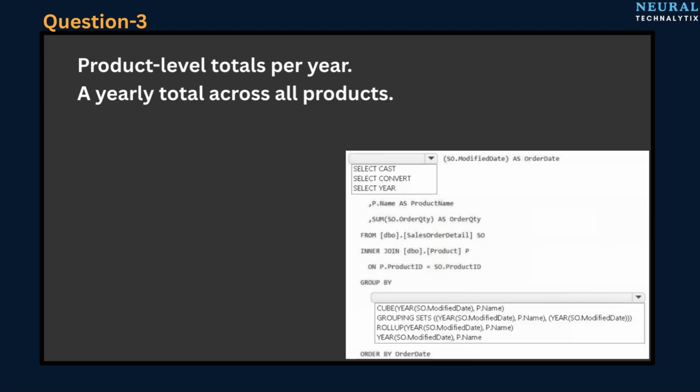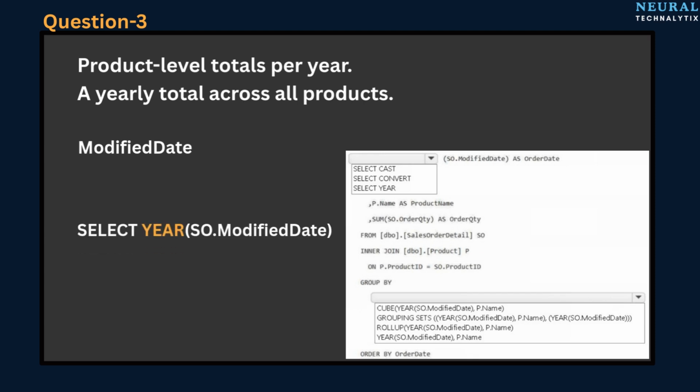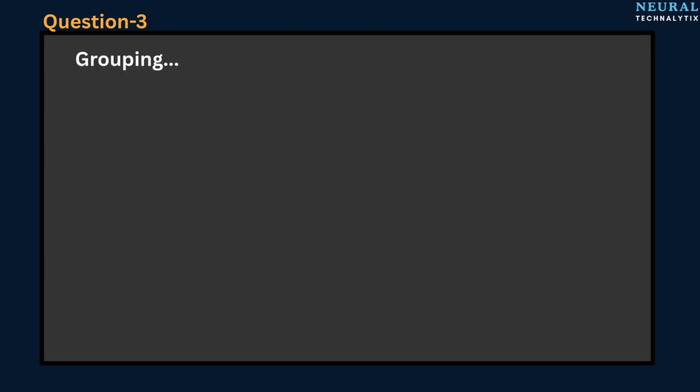Now let's look at the date column. Modified date contains a full date, but the summary is required at the year level. So the correct choice here is select year, SO.modified date. Cast or convert would still return a date, not just the year. So year is the right function. Now let's look at grouping options.